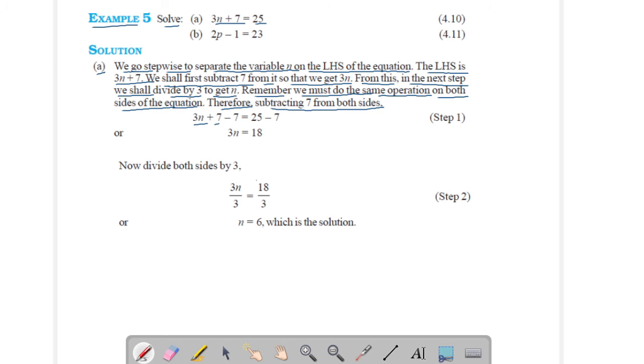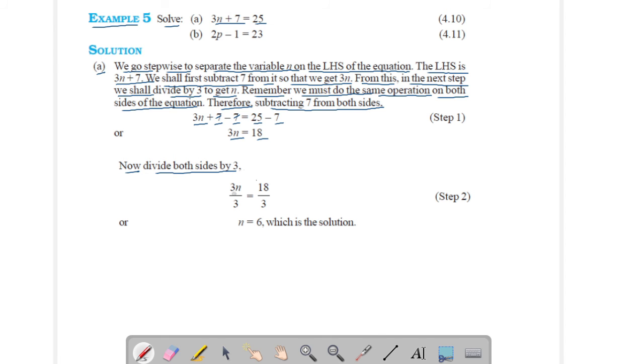3n plus 7 minus 7 equal to 25 minus 7. Here 7 will be cancelled by 7, plus 7 minus 7, it is 0, or you can cancel it. What is left? 3n equal to 18. Now from here you have to remove this 3. How will you remove this 3? By dividing both sides by 3. So now divide both sides by 3.